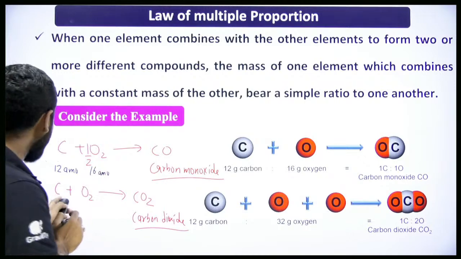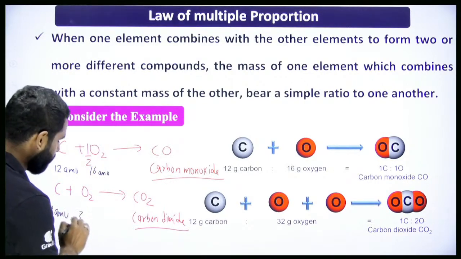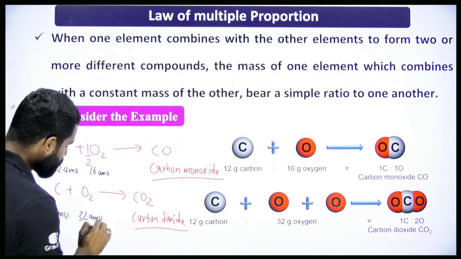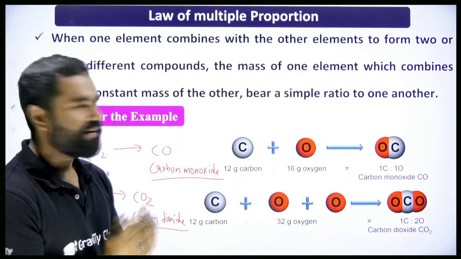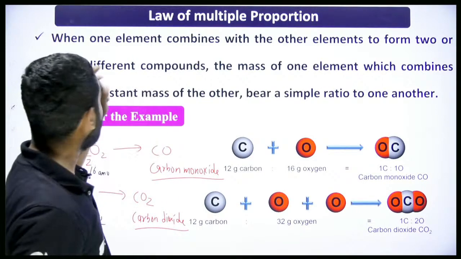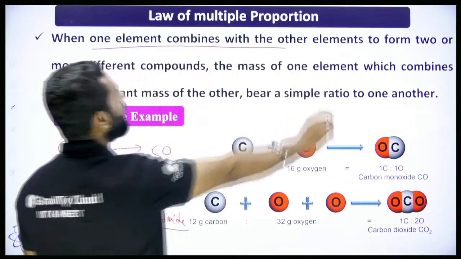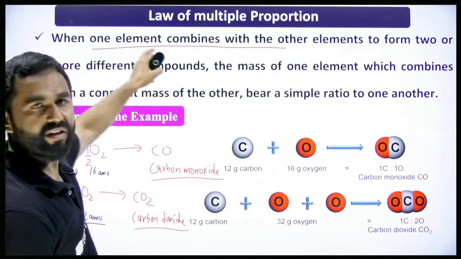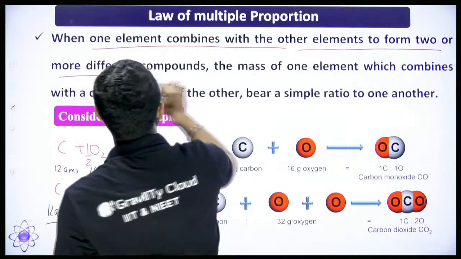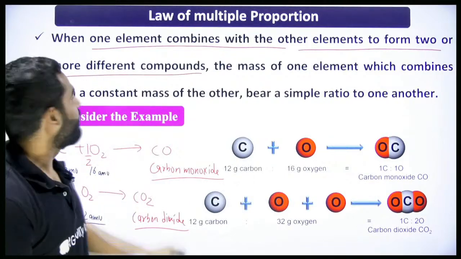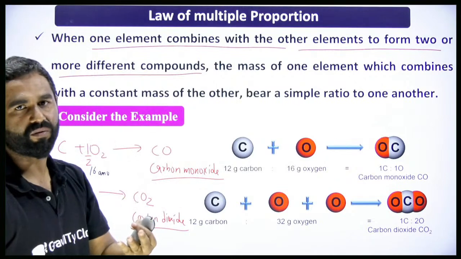In this reaction, the mass of carbon is 12 AMU. And here the mass of oxygen is 32 AMU. This is my reaction which is occurring. Now the statement says what? According to the statement, when one element combines with the other element to form two or more than two different compounds.